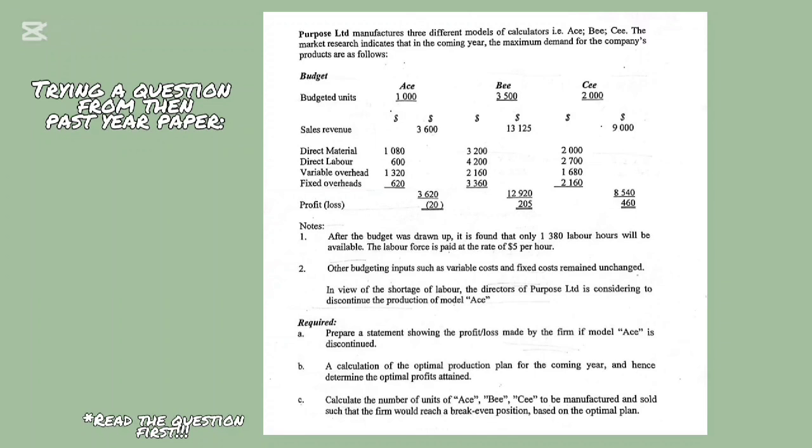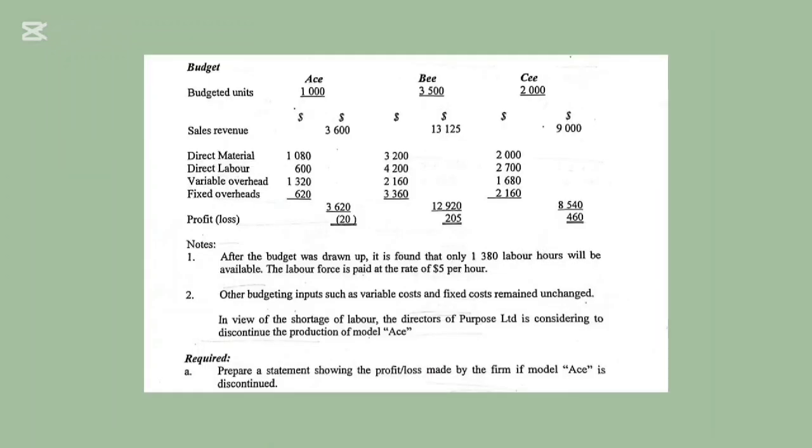Note that after the budget was drawn up, it is found that only 1,380 labor hours will be available and the labor force is paid at the rate of $5 per hour. And number 2, other budgeting inputs such as variable cost and fixed cost remain unchanged. In view of the shortage of labor, the directors of Purpose Ltd are considering discontinuing the production of Model A. So for question A, we are required to prepare a statement showing the profit or loss made by the firm if Model A is discontinued.